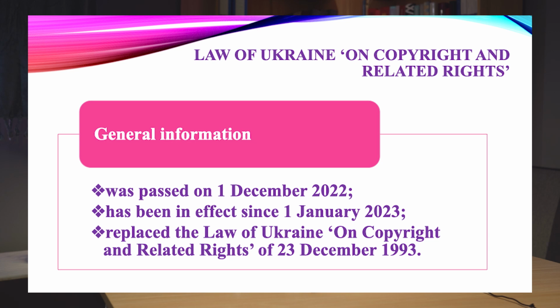The law of Ukraine on copyright and related rights was passed on 1 December 2022 and has been in effect since 1 January 2023. This law replaced the previous law of Ukraine on copyright and related rights of 23 December 1993. The new law is the first attempt in the Ukrainian legislation to regulate relations in the field of computer-generated objects.